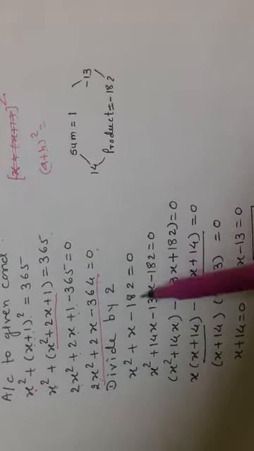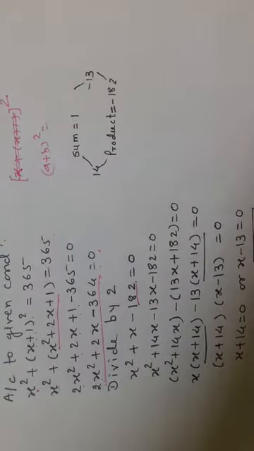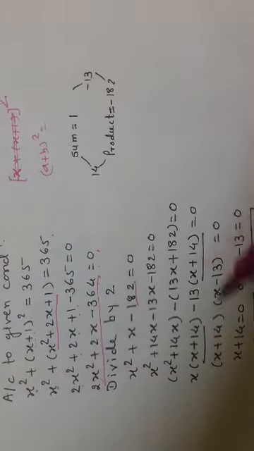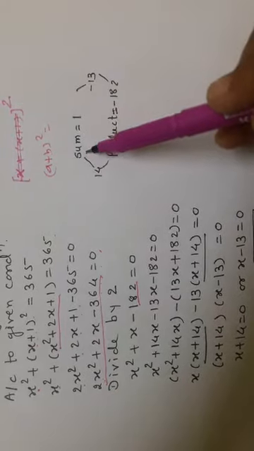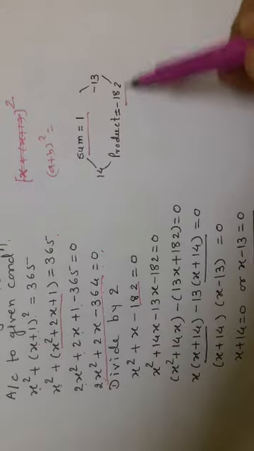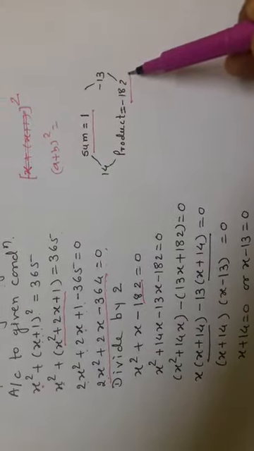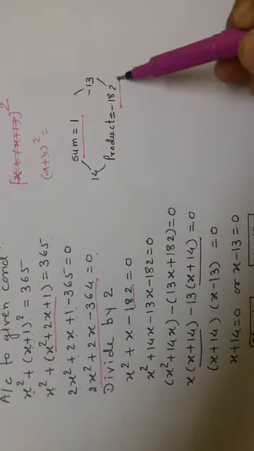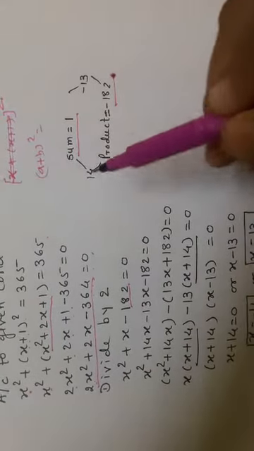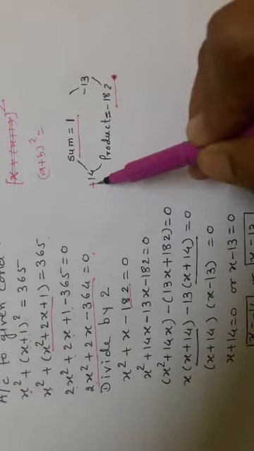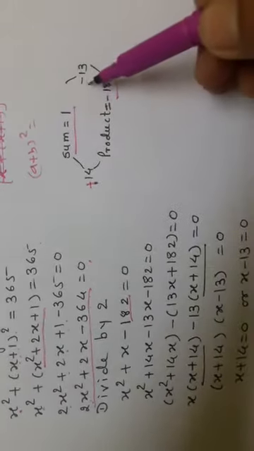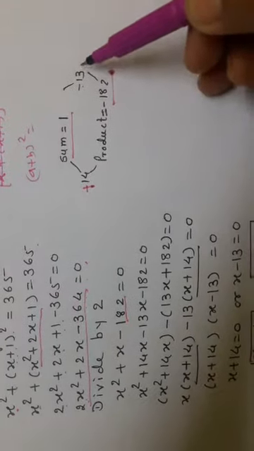We had found the factors of 182, that is 13 and 14. But here we want the sum to be positive and the product to be negative. So obviously one number will be positive and one number will be negative. Which number will be positive? Since the sum is positive, the bigger number we will take with a positive sign, and the smaller number we will take with a negative sign.